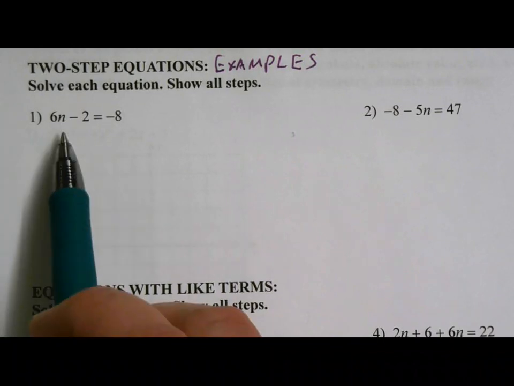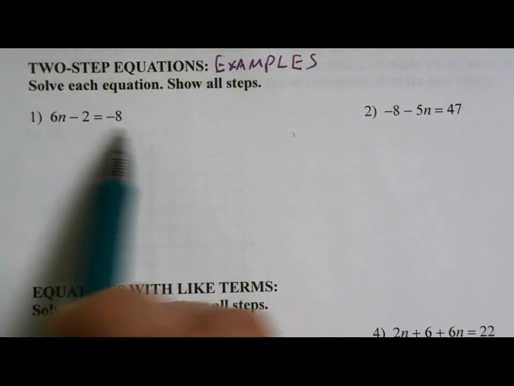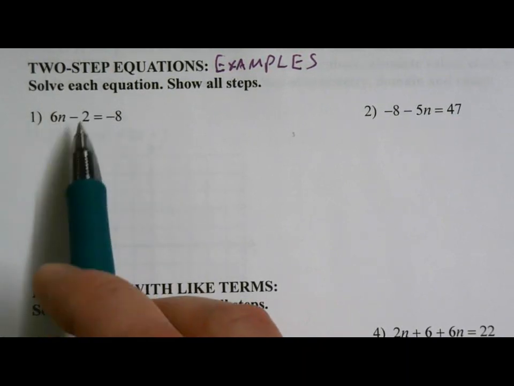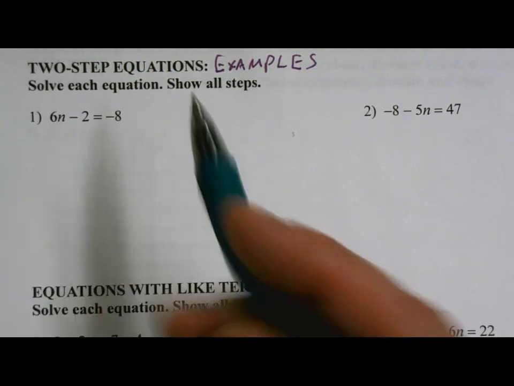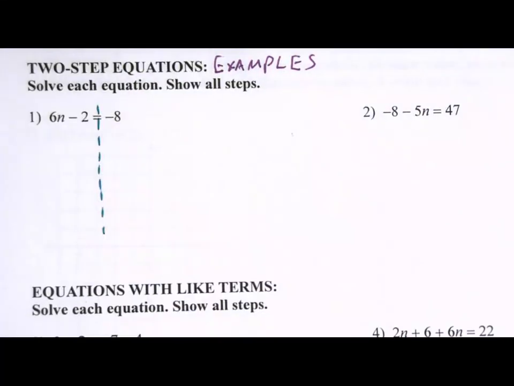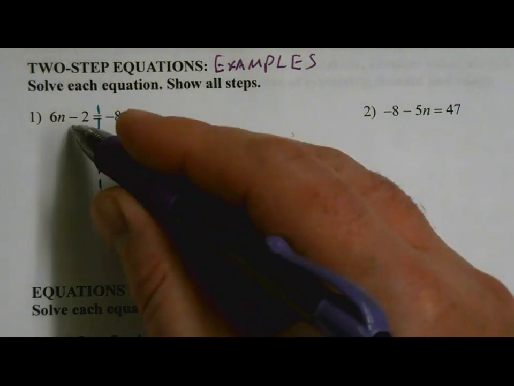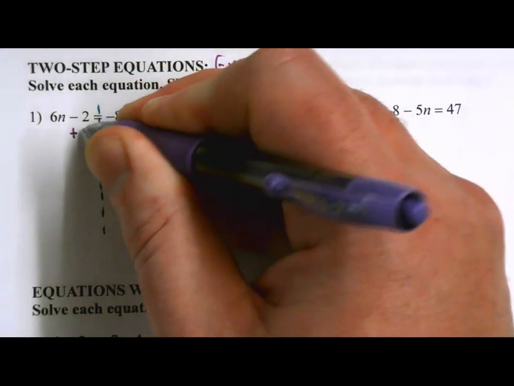My goal in solving is to get this n by itself and find the value that n is equal to make this true. So right now, this n is not by itself on this side of the equal sign. It's being multiplied by a 6, and it has a 2 subtracting. So I'm going to work to get the n by itself on that side. Typically, we'll start with addition and subtraction. So I want to get rid of this minus 2. I can make this minus 2 go away by going plus 2, because that's the opposite.